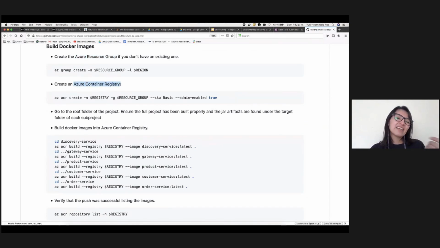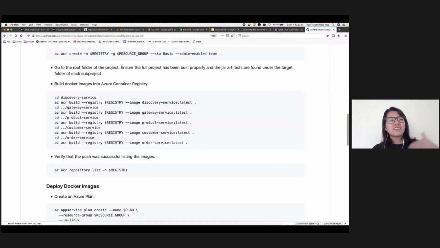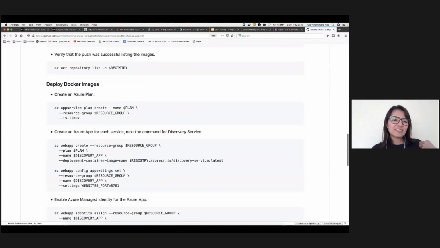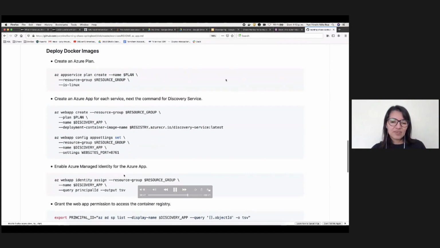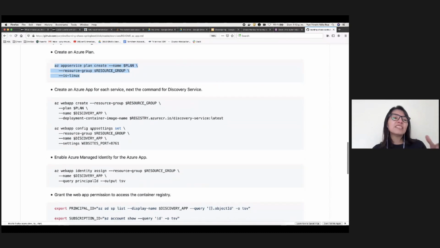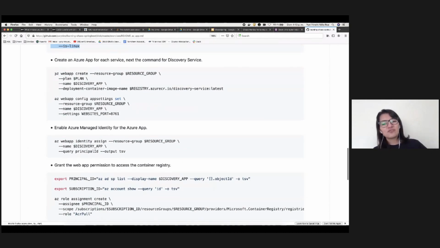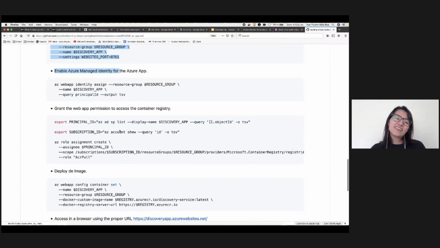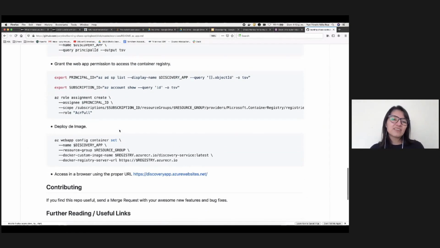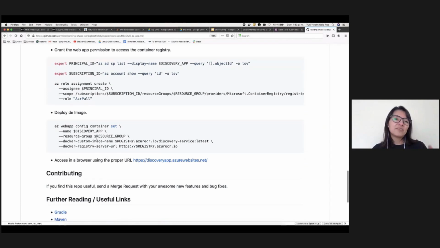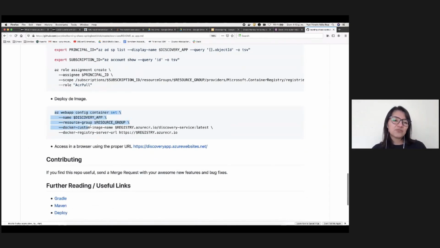The first step is to create a resource group. After that, we have to create a registry in order to register the applications. After that, we need an Azure plan in order to have a space for deploying the web application. These are the commands required to deploy a service discovery in Azure, and I have provided them in the repository.